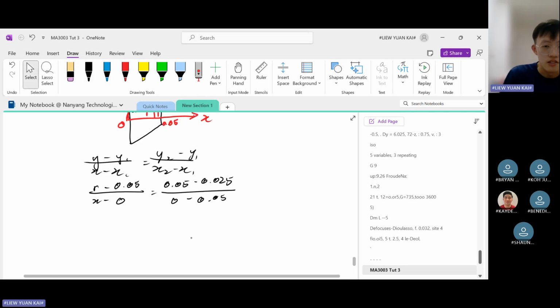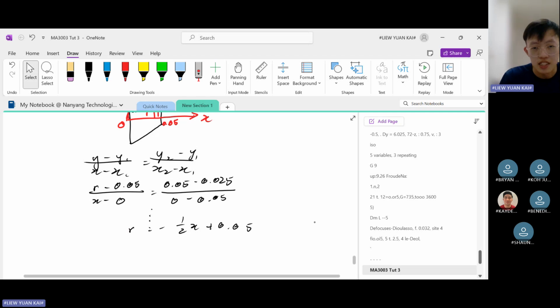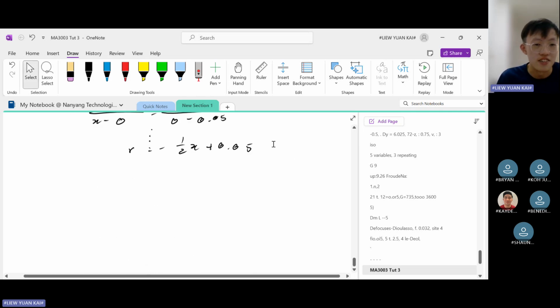Okay, now you slowly make r the subject. Eventually, you will get this. Okay, now how am I going to use this to find my A of x? Remember, our mission here is to find A of x. What is the shape of the cross sections here? Remember that the shape of the cross sections are all circles. Okay, what is the formula for area of circle?